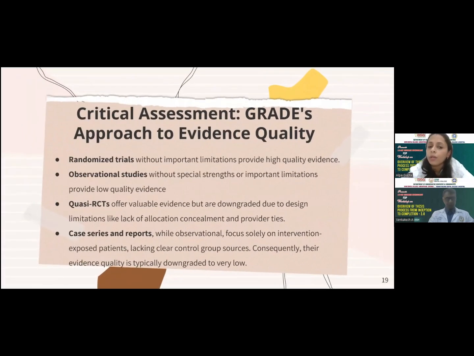Number one is your study design. It has been observed by various studies that a randomized controlled trial will definitely provide you higher quality of evidence as compared to observational studies, quasi-randomized controlled trials, case series and case reports.